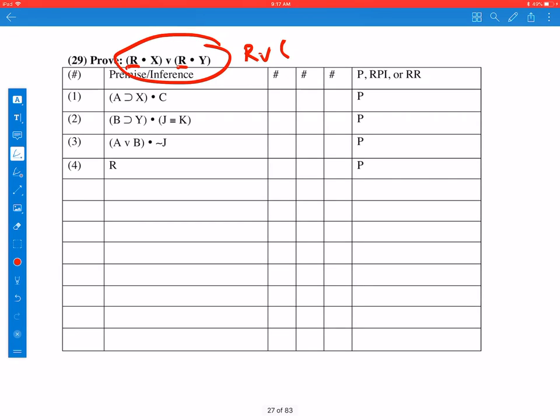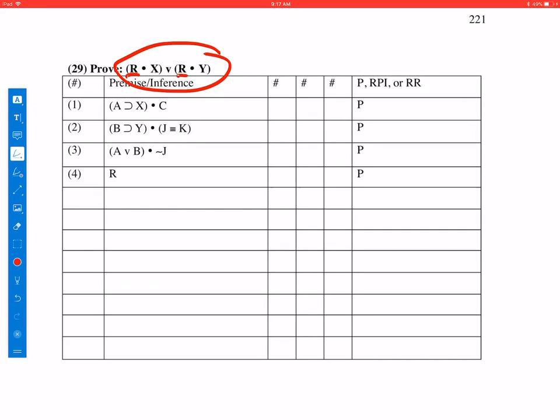So that would be R, oops, let me just get rid of that. The R has been distributed to the X and the Y. The minor operator becomes the major operator, and the major becomes the minor. So this is what this looks like after distribution. So if I can get to this, I can get back to what I need.